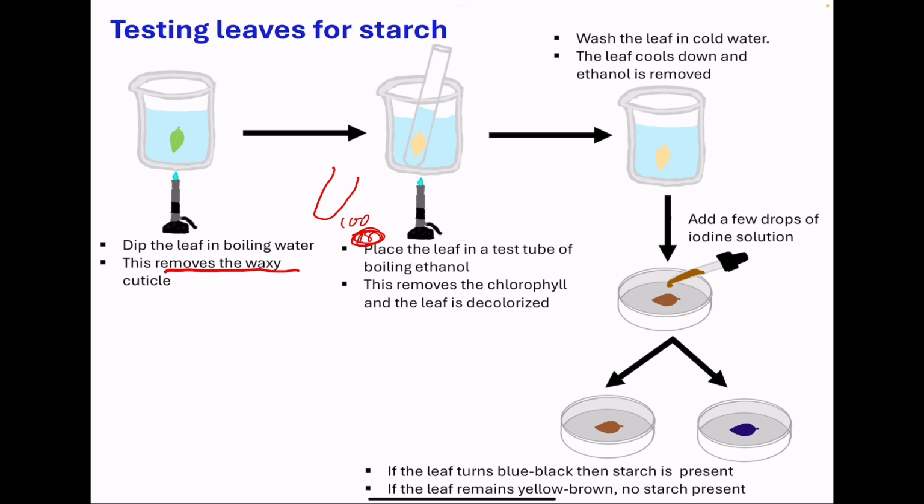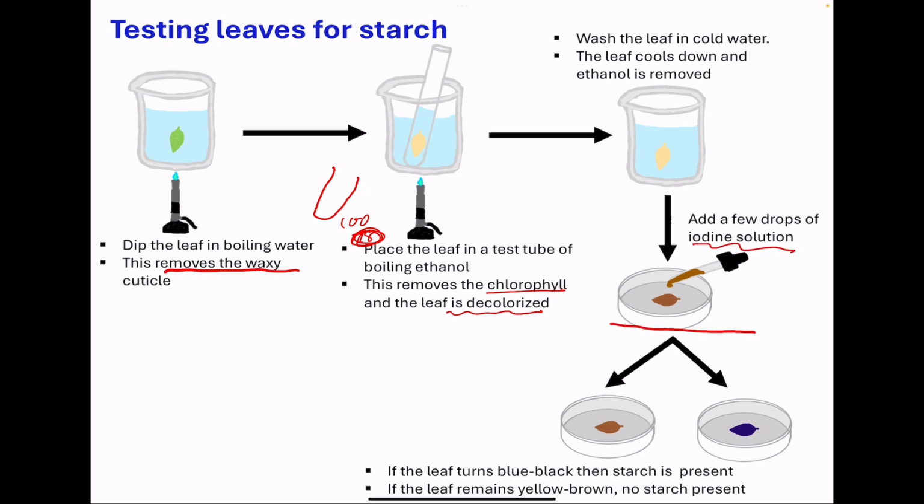This is going to allow the ethanol to penetrate the leaf in order to remove all the chlorophyll, so the leaf will be decolorized. Removing chlorophyll enables us to see the color contrast after addition of iodine. In the next step, we're going to use cold water to wash off the ethanol as well as cool the leaf. And after that, we'll add iodine solution.